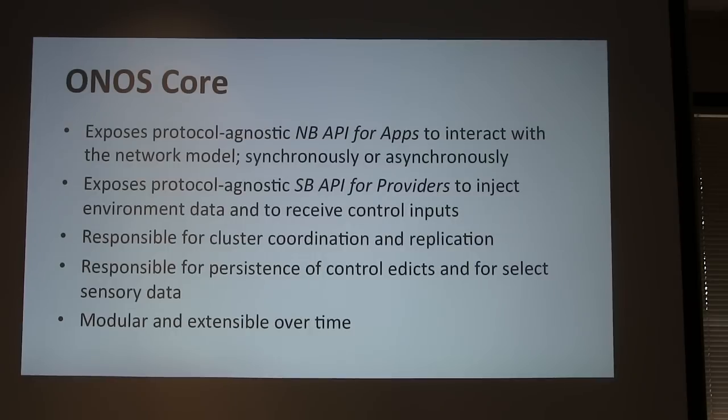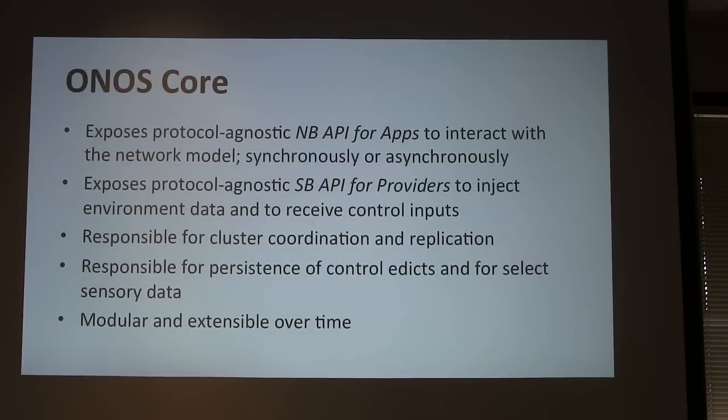Okay. ONOS core is then responsible for cluster coordination and replication of any data that needs to be replicated. But then it can be in full control over how the data is replicated. Is it replicated? Is it distributed? Is it distributed in a very directed fashion between a master and slaves? It's entirely its concern. Providers don't need to know this.